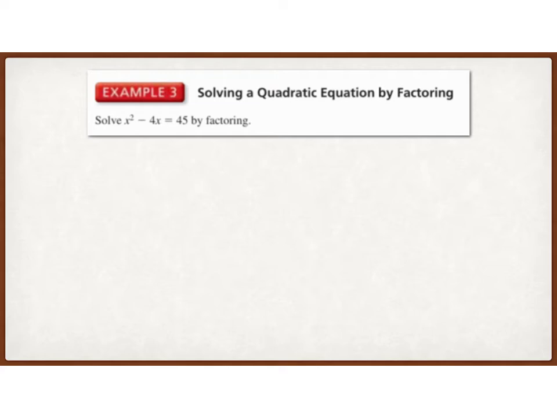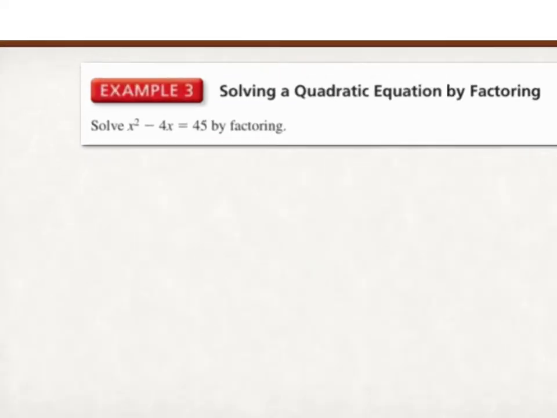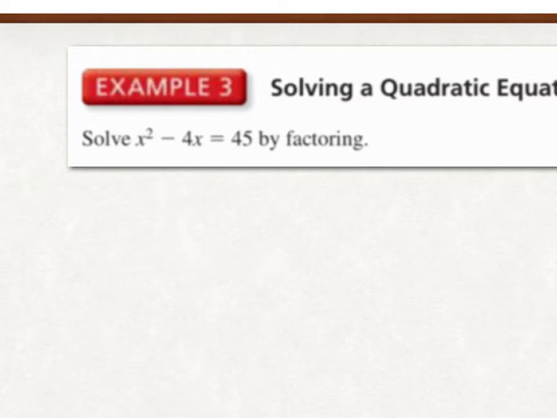So let's jump right into our examples. So we are solving x squared minus 4x is equal to 45. So we need all of our numbers on one side. So we are going to subtract 45 on both sides of our equation. That way we have x squared minus 4x minus 45 is equal to 0. Once we have that equal to 0, we can start factoring.